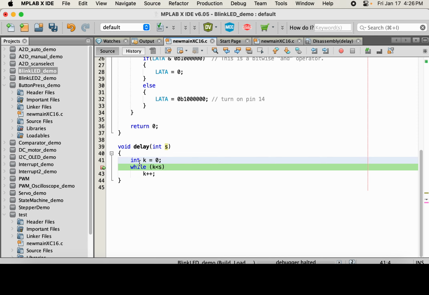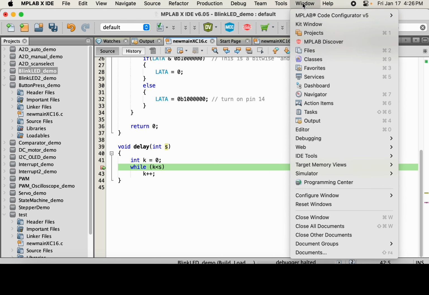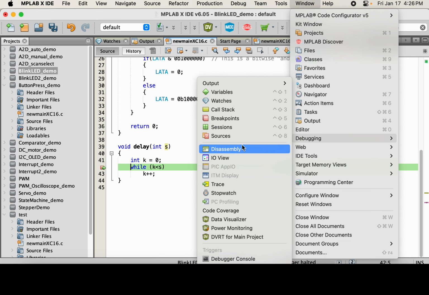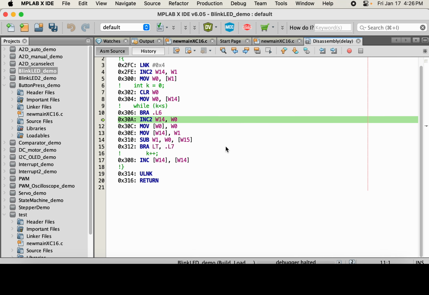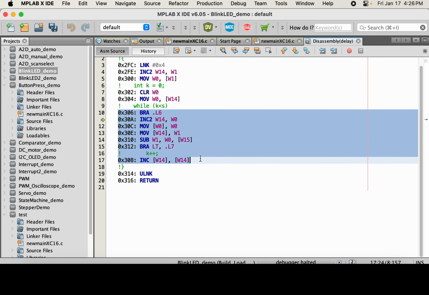Okay, so to figure out how many assembly instructions, in other words clock cycles, will be taken up by each time through this while loop that's just there to waste time or pass time, we need to go into debug mode, set a breakpoint, run the program, stop at the breakpoint, and then hit the Window button, go to Debugger, and then click on Disassembly. Okay, and then we can look at how many assembly instructions there are for that while loop.